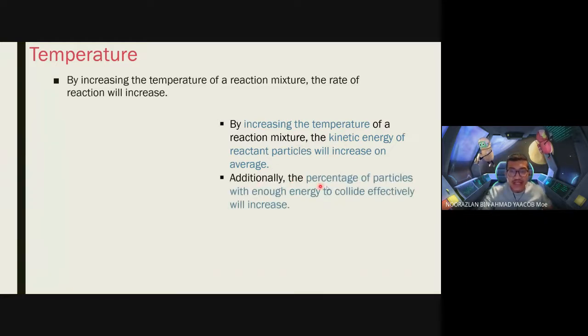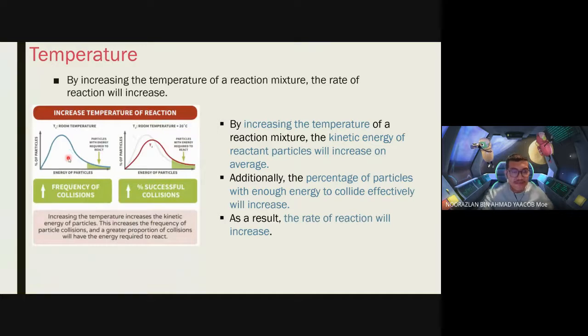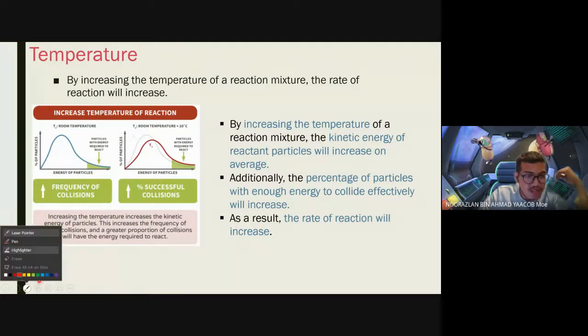And additionally, the percentage of particles with enough energy to collide effectively will increase. So this enough energy is what we call activation energy. Okay, activation energy. So let's have a look at the graph. Here, this is temperature 1 at room temperature, and this is room temperature plus 20 degrees Celsius, so hotter. This is what we call the Maxwell-Boltzmann distribution.